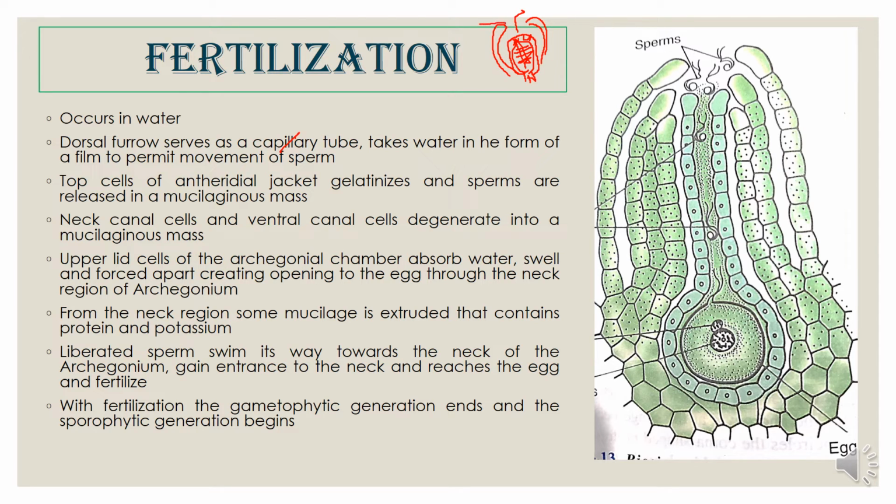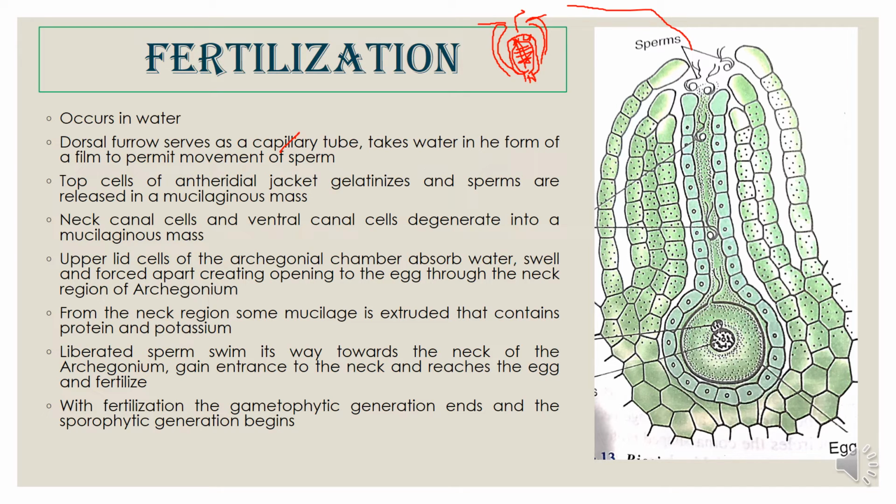They swim out, and along the dorsal surface they swim, and ultimately they reach the ostiole of the archegonial chamber, or the female reproductive organ. So the sperm that are produced from the male reproductive organ are liberated along with the mucilage, and they swim on the dorsal surface to reach the female reproductive organ in the archegonial chamber.